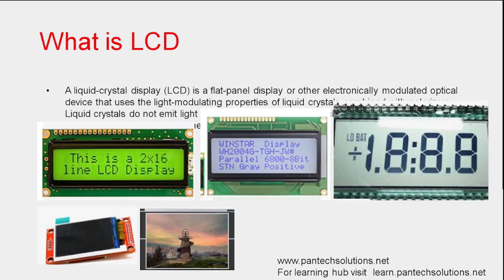Okay, so LCD stands for liquid crystal display, where it uses light modulating properties for display. There are different types of LCDs, like the 16x2 LCD, where you will have 2 rows and 16 characters. Okay, these are 4 rows and 16 characters. You also have the TFT display, which also comes under this LCD category. TFT display with LED TFT display as well as the LCD TFT display.